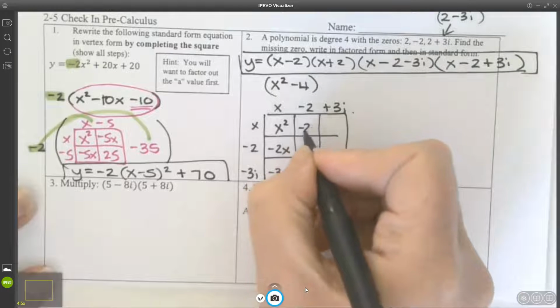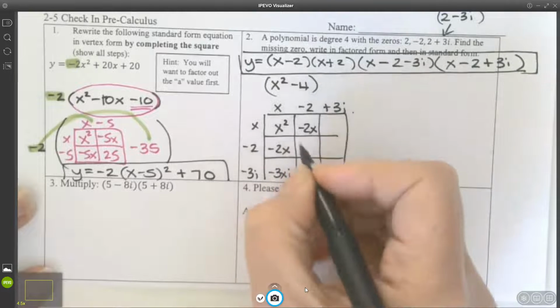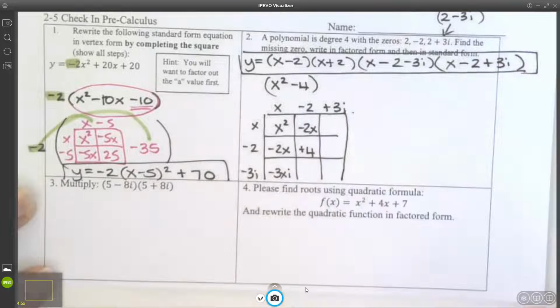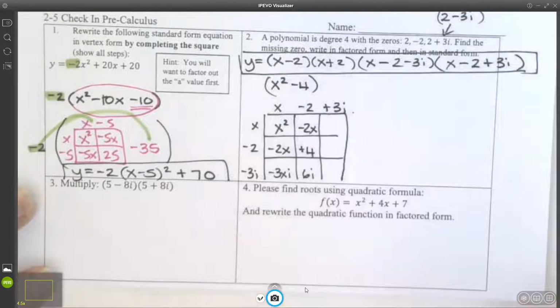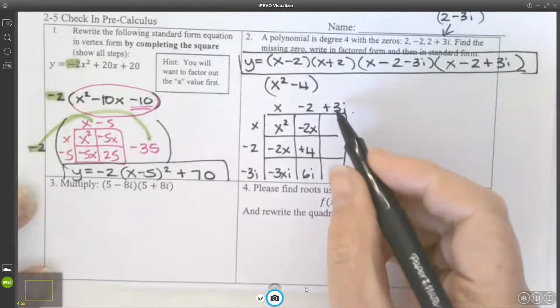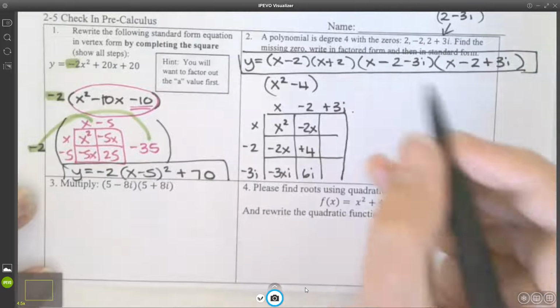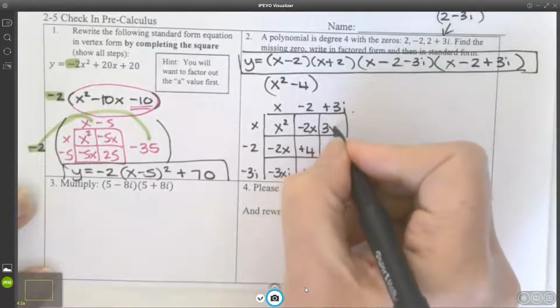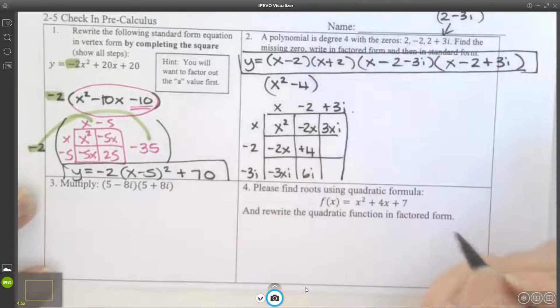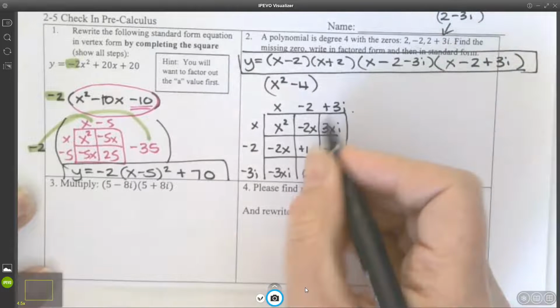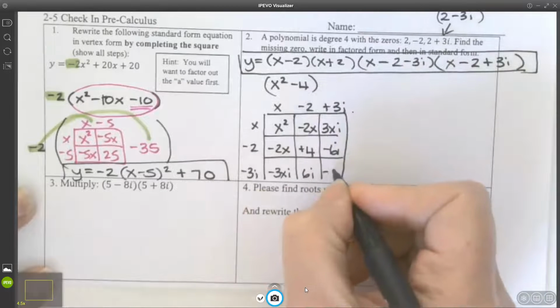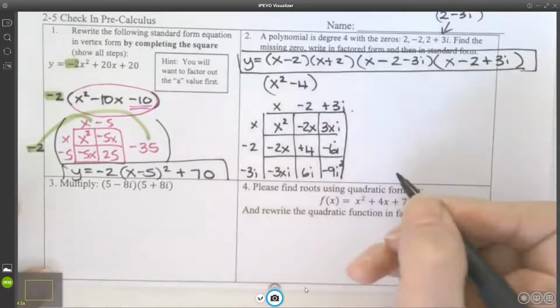-2 times x is -2x. -2 times -2 is positive 4. You want to be really careful with your positive and negative signs. -2 times -3i is 6i. And then 3i times x is going to give me 3xi. 3i times -2 is -6i. 3i times -3i is -9i squared.